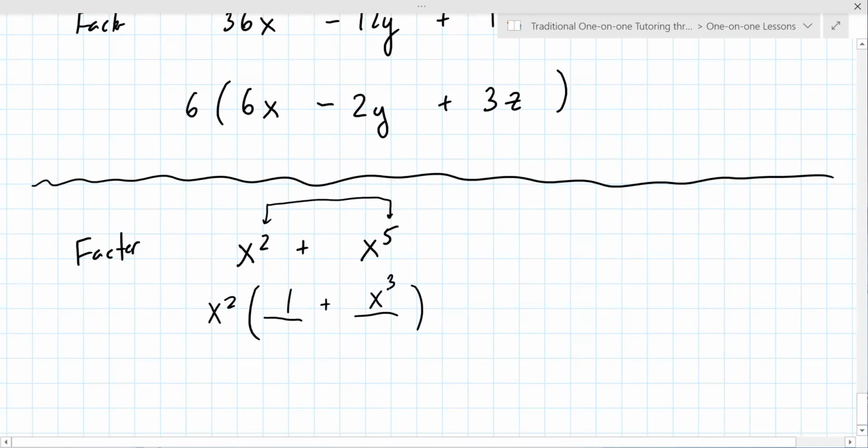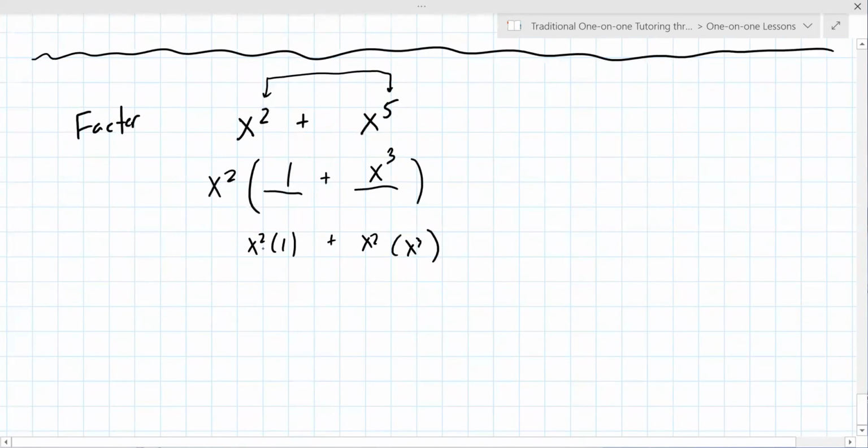Okay. X cubed. Wait, what? X cubed? What do you mean? Well, let's multiply to check so you can see that. X squared times 1 plus x squared times x cubed. So x squared times 1 is x squared, right? X squared times x cubed, you add the exponents. That gets you back to x to the 5th. Do you see that? That equals 5? Yes. You have to add to equal 5, right?